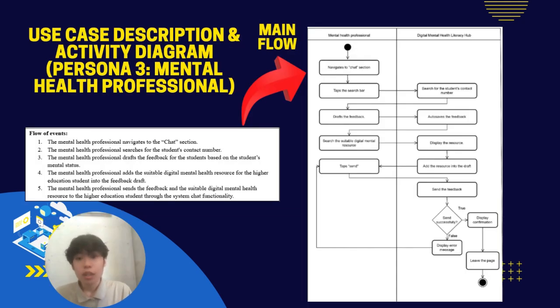So, firstly, the mental health professional will navigate to the chat section. Then, the mental health professional will search for the student's contact number, then draft the feedback for the students based on the student's mental health status. After that, the mental health professional will add the suitable digital mental health resource for the higher education students into the feedback draft. Finally, the mental health professional sends the feedback and suitable digital mental health resource to the higher education students through the system chat functionality.